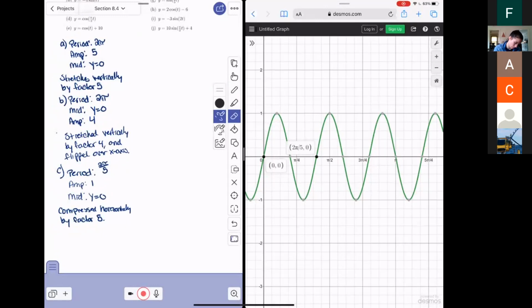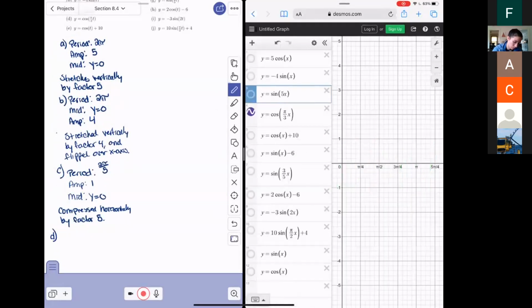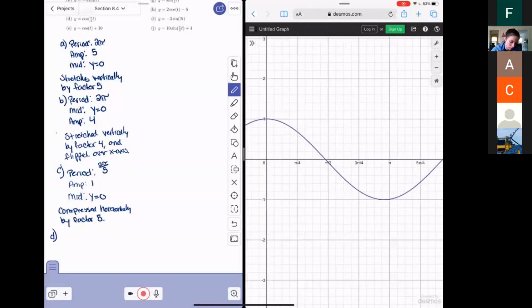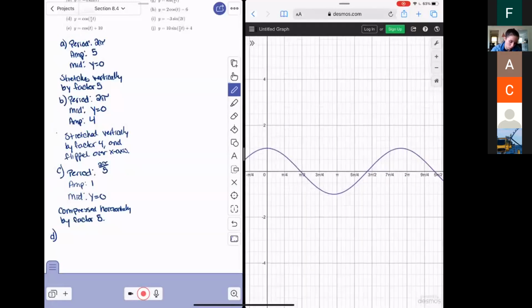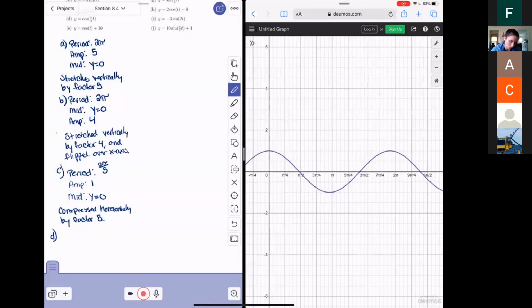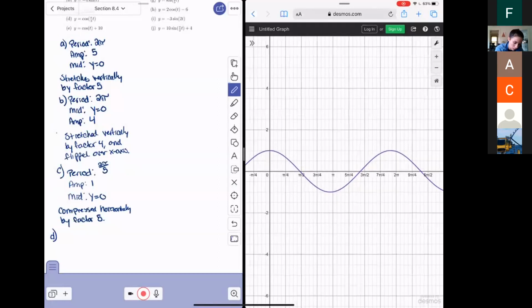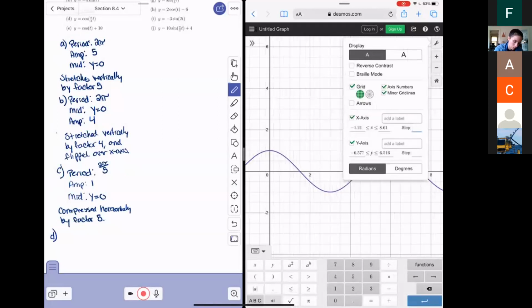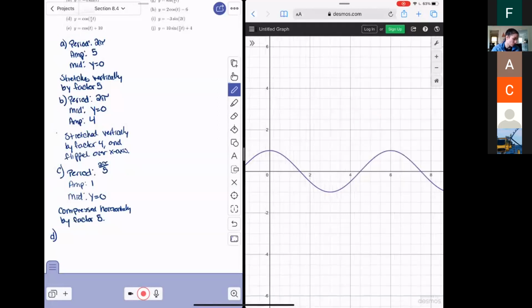Problem D. Sorry guys, it's hard to write small enough for it all to fit on one paper when I have half the screen. Problem D, okay. This one looks like it might be better to get rid of this. Okay. So we can first determine the period, the amount of time it takes to complete a full cycle.